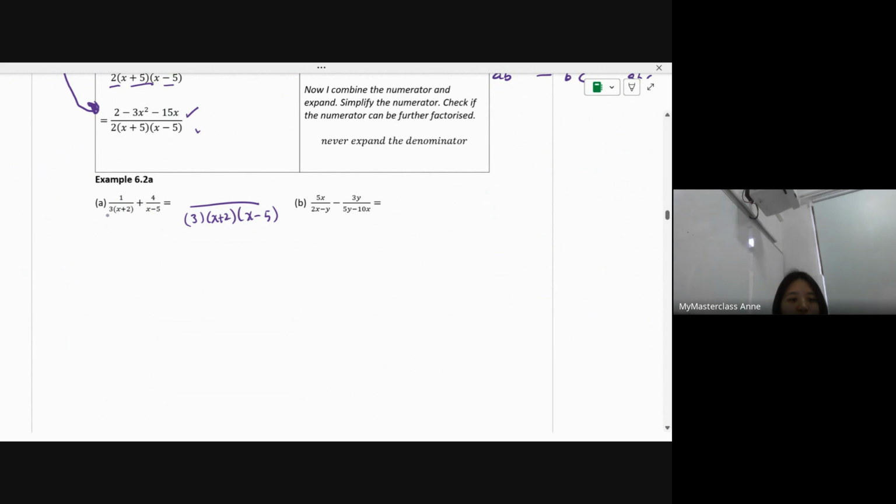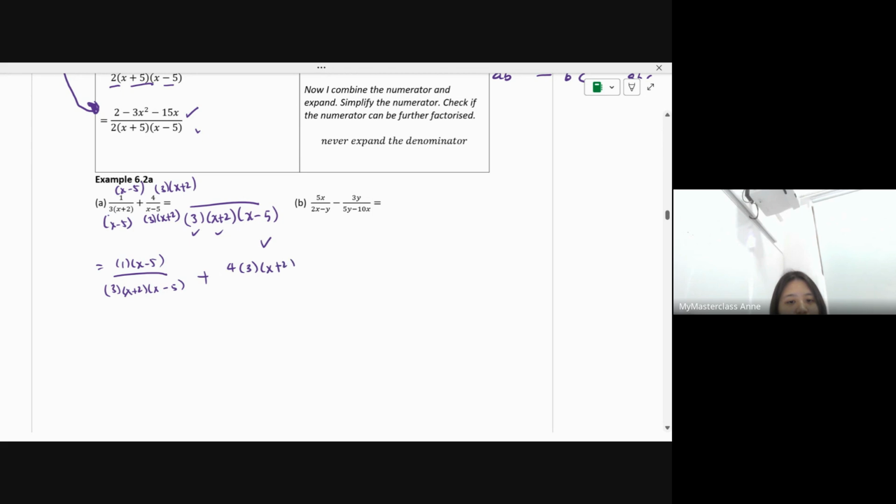So for the first term, I have 3 and x plus 2, so I just multiply by x minus 5, top and bottom. For this part, I have x minus 5, so I will multiply by 3 times x plus 2. So we have 1 times x minus 5 divided by 3 times x plus 2 times x minus 5, plus 4 times 3 times x plus 2. 4 times 3 is just 12, so I'll write down 12 first: 12, 3, x plus 2, x minus 5.